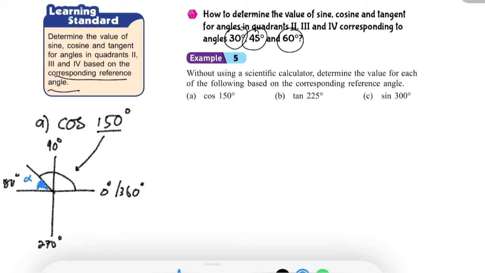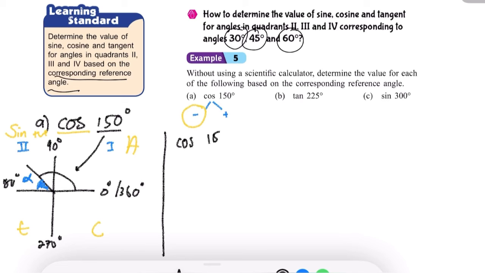Okay, the second step is to find out whether the value is going to be negative or positive. So, where does alpha belong to? It belongs in the second quadrant. Yes, in the second quadrant, add sugar to coffee. So, at the second quadrant, only sine value is positive. We have cos here, so the value must be negative. Okay, so I write down again, my cos 150 degree now is going to have a negative value.